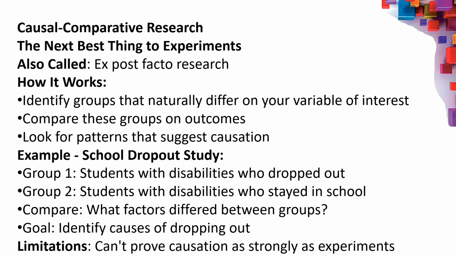Causal comparative research is like detective work. You're looking for clues about what caused different outcomes. In the dropout example, researchers identified two naturally occurring groups and compared them to understand why some students with disabilities drop out while others persist. While this cannot prove causation as definitively as an experiment, it can provide strong evidence and practical insights.